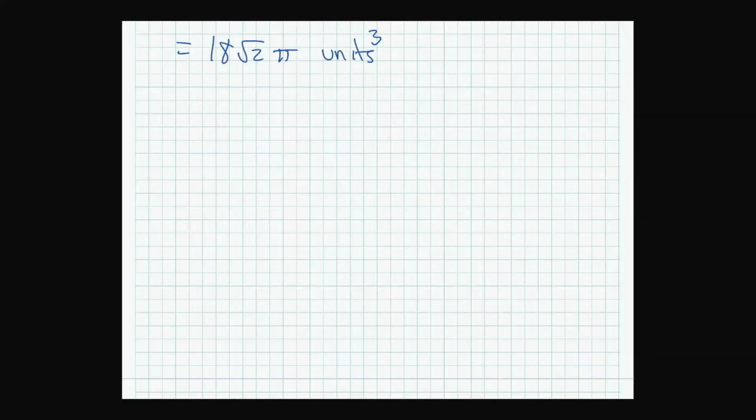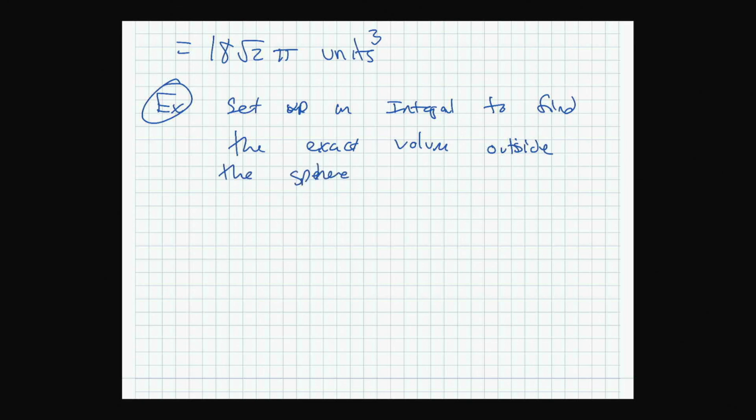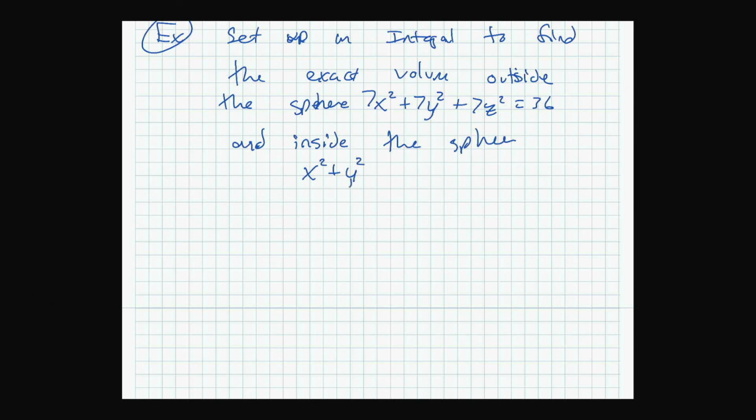One more example. Set up an integral to find the exact volume outside the sphere 7x squared plus 7y squared plus 7z squared equals 36, and inside the sphere x squared plus y squared plus z squared equals 6 with y greater than 0.